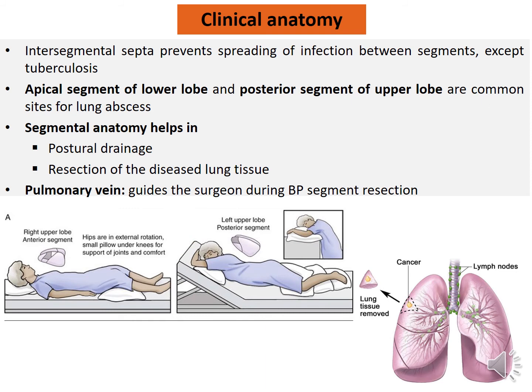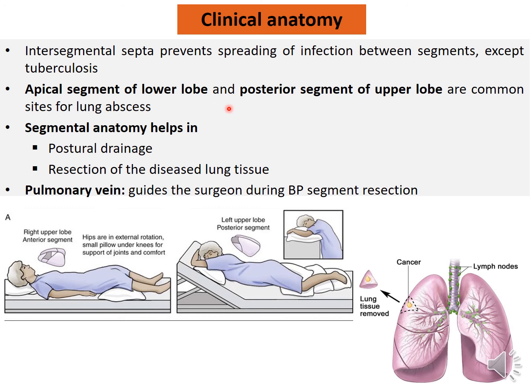We discuss clinical anatomy related to the bronchopulmonary segments. The infections within the lung cannot spread from one segment to another segment because of the presence of thick connective tissue in the intersegmental septa. In simple words, the intersegmental septa prevent the spreading of infection from one segment to another. However, there is an exception where tuberculosis can spread from one segment to another segment.